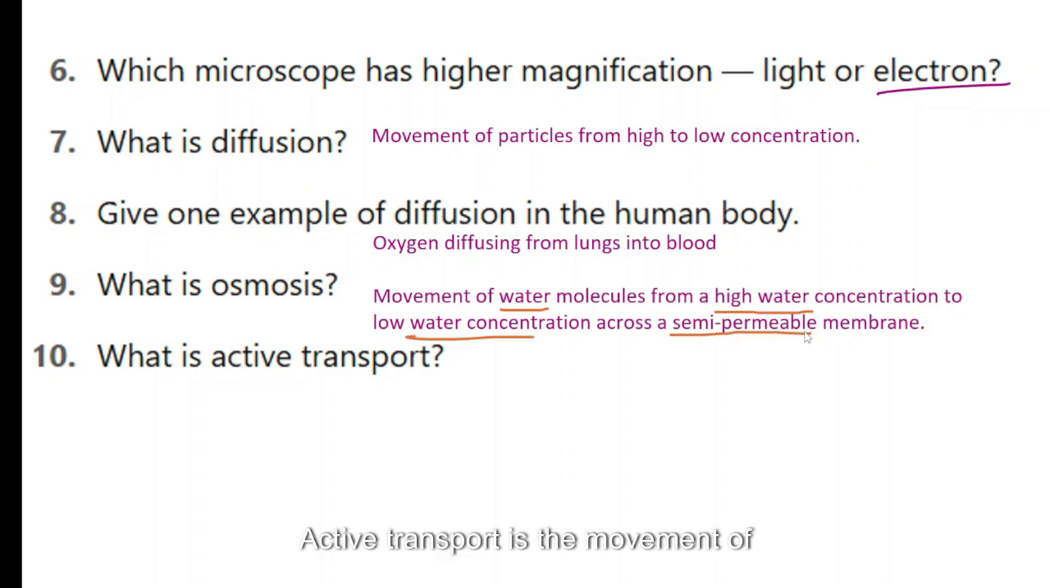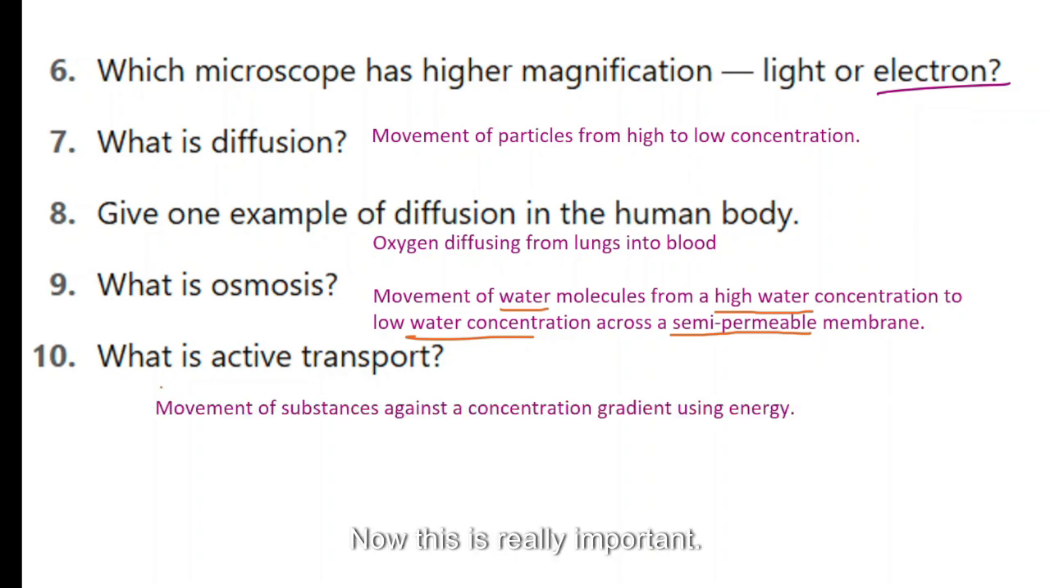Active transport is the movement of substances against a concentration gradient. Now, this is really important. It goes against a concentration gradient, meaning it goes from low to high concentration using energy. It's an active process. It requires energy.